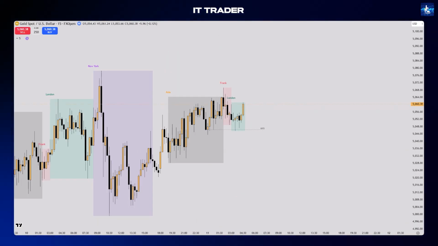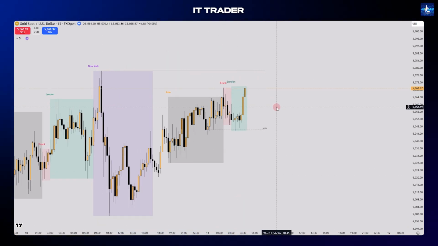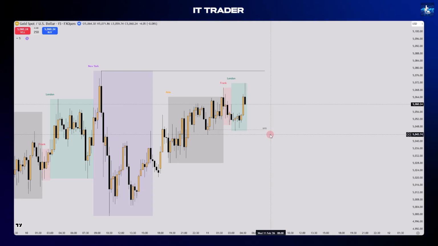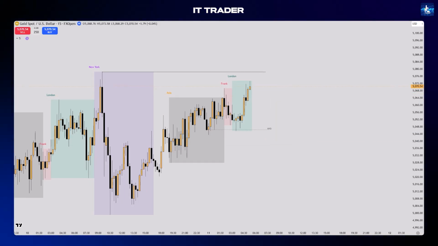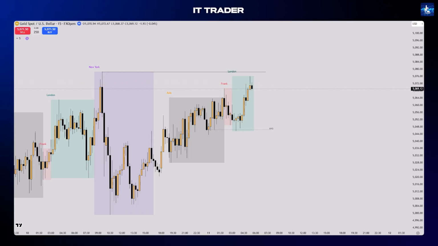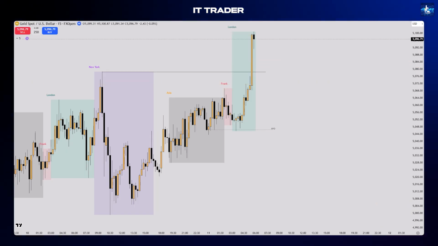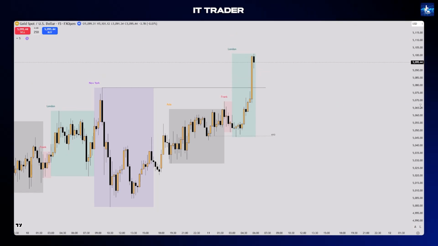Let's look at another example, this time on gold and during the London trading session. Here again, an aggressive long movement is formed with the formation of a fair value gap, which leads to the removal of buy-side liquidity. I mark this zone and then wait for the appearance of an inversion fair value gap.